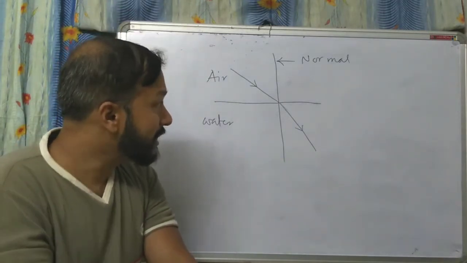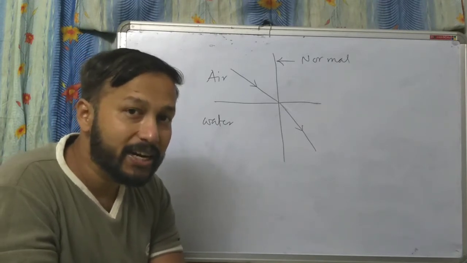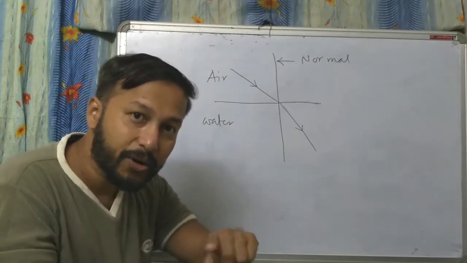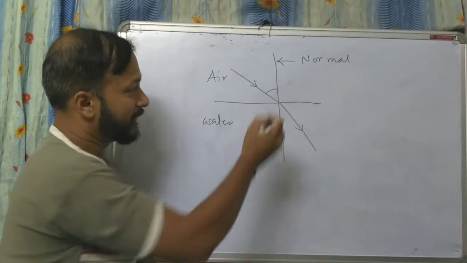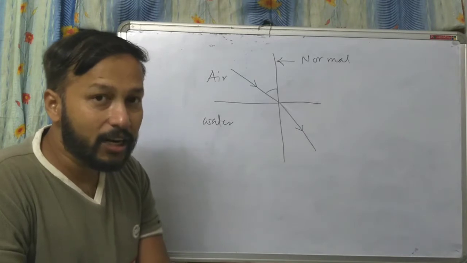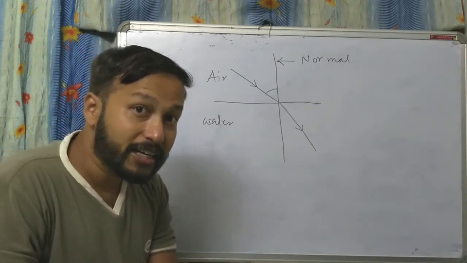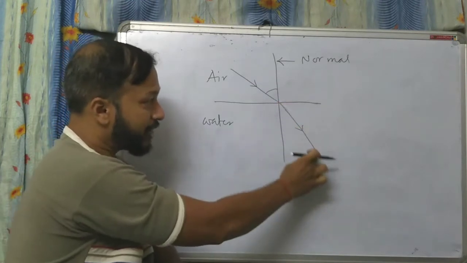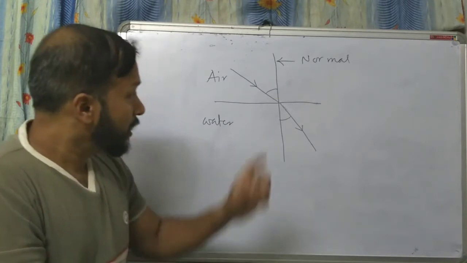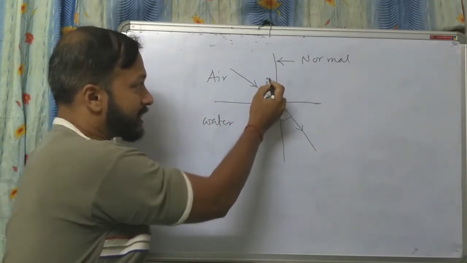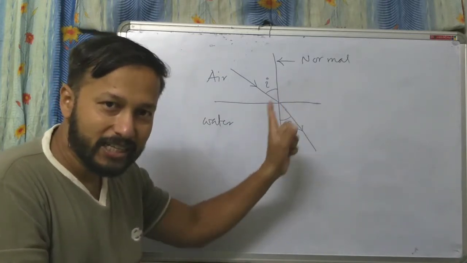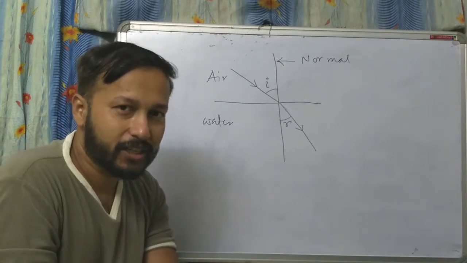Now, you can see there is an angle between incident ray and normal. Which angle is that? The angle between incident ray and normal. I mean this angle. Fine. And another angle, the angle between refracted ray and normal. This is refracted ray and this is normal. So this is the angle. Fine. This is called angle of incidence and this is called angle of refraction. Okay. Angle of incidence and angle of refraction.